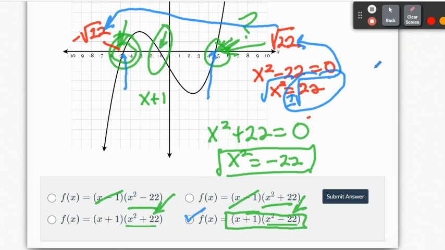So if you ever have two solutions and it's coming out of a square, you have two of them, it's not the plus. The plus would not produce two actual solutions on the graph. It's two imaginary solutions.